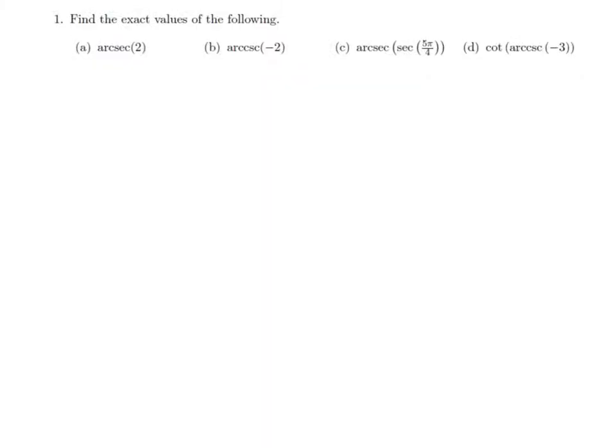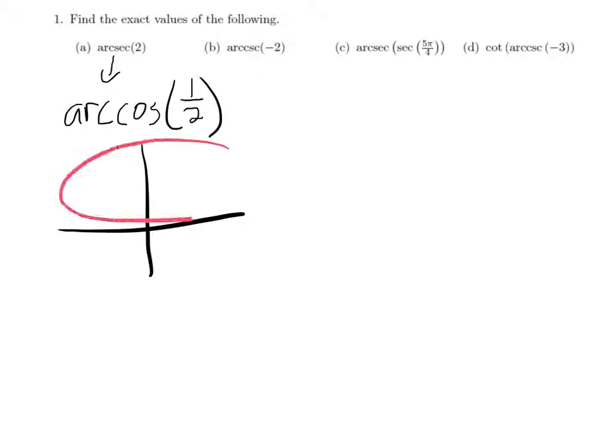If we wanted to look at an example or two, for A, we have arc secant of 2. We can change this to arc cosine, and then the inside flips. Now arc cosine lives in these two quadrants, as does arc secant with these trig-friendly ranges. And where's cosine positive 1/2? It's right here. That would be pi thirds.